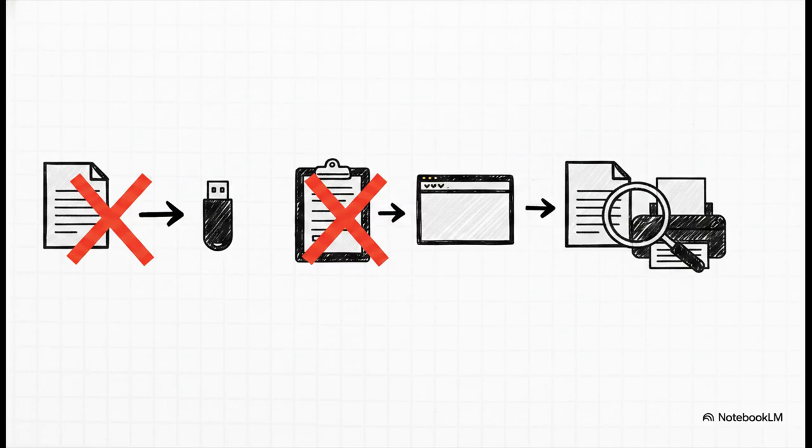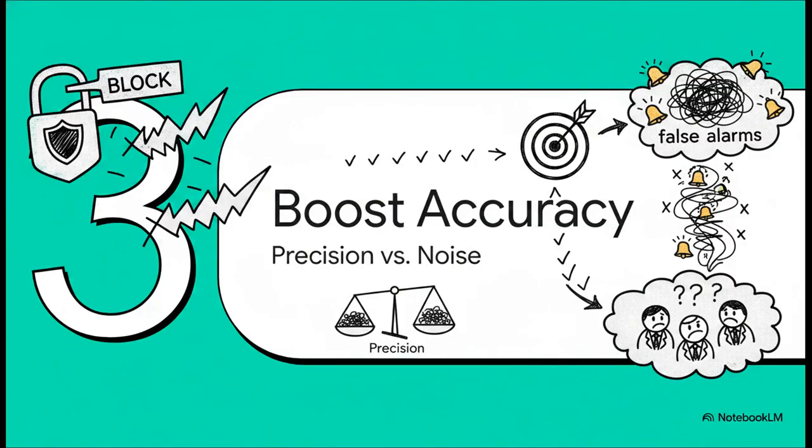By applying these specific configurations, we directly stop that departing employee from exfiltrating client files to a thumb drive or their personal webmail. We neutralize the threat right at the source. Let's hit Section 3, boosting accuracy with labels. It's all about precision versus noise.